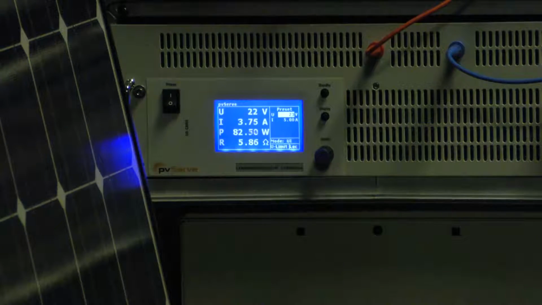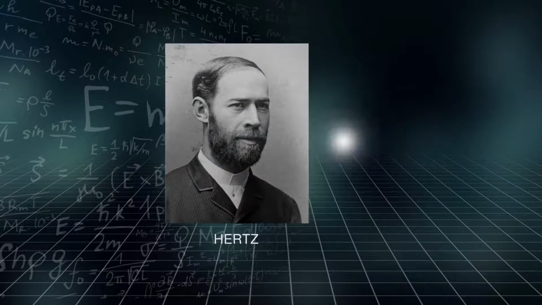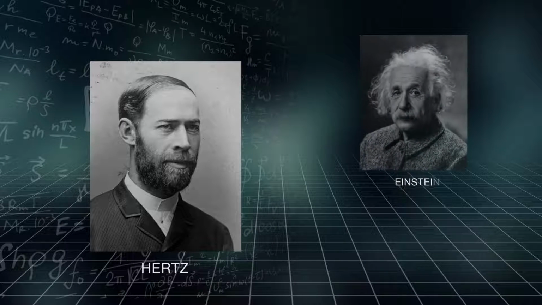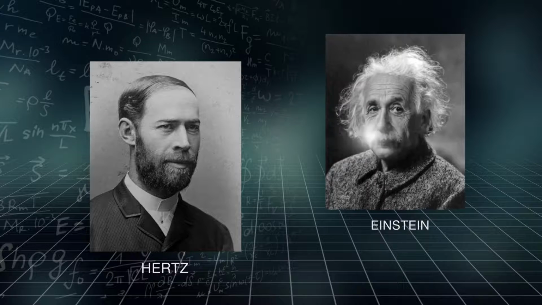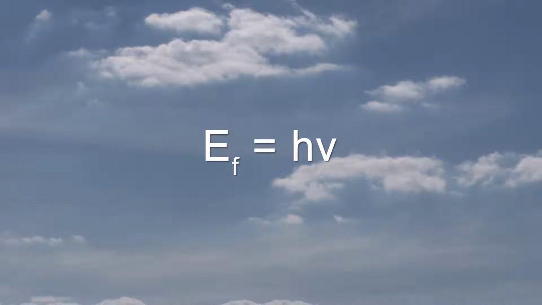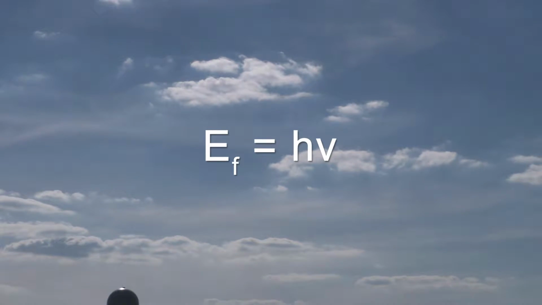The photoelectric effect was discovered by Heinrich Hertz in 1887, but it was Albert Einstein who explained it, and he was awarded the Nobel Prize in 1921 for this work. Einstein assumed that light consists of particles, photons, and that their energy is directly proportional to wave frequency. E_F = hv, where v is the frequency of light and h is the Planck constant.